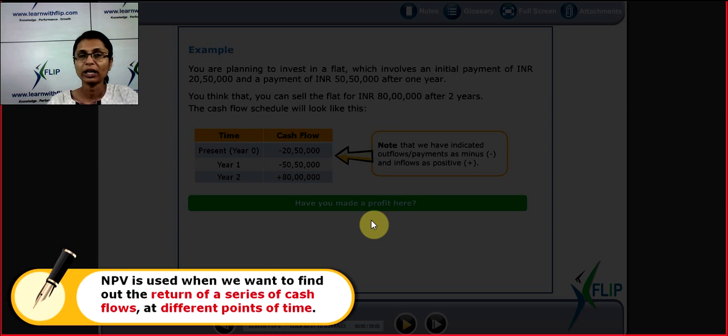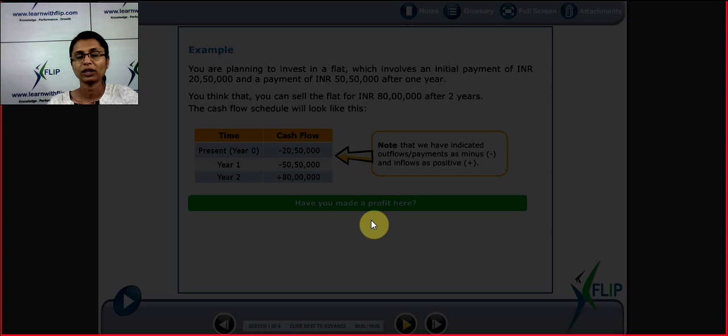NPV is used when we want to find out the return of a series of cash flows. Okay, so that is condition 1, that there are a series of cash flows at different points of time. And condition 2 is that, as I said, we need to find out the return. So we have a series of inflows, we have a series of outflows which are occurring at different points of time, and we need to find out whether the inflow minus the outflow is giving us a return. In such a case, what do we use? We use the tool of NPV or net present value. Let's see how that is done.